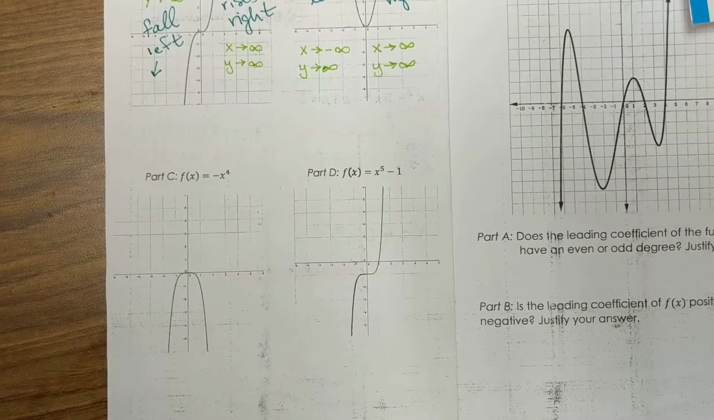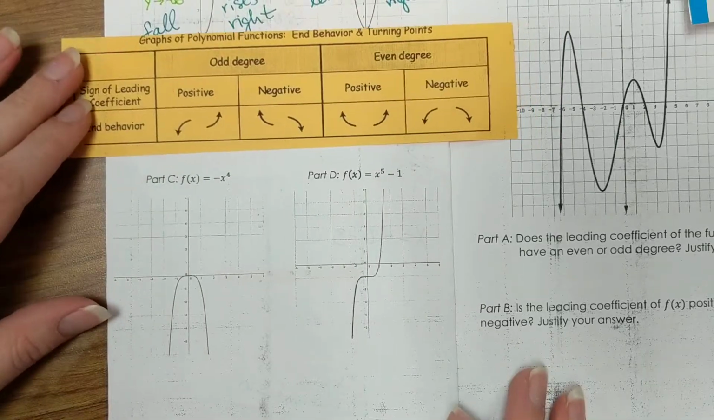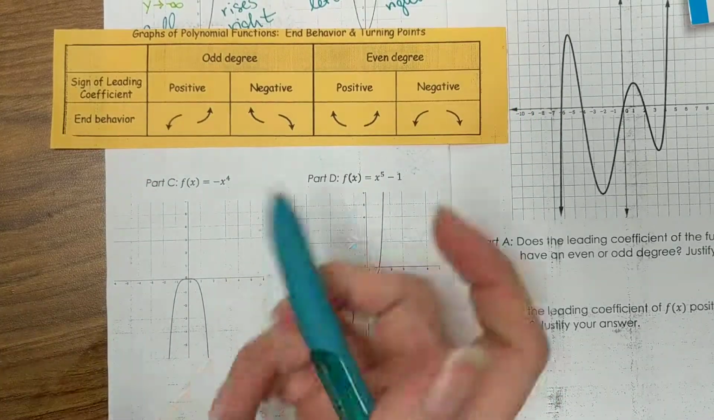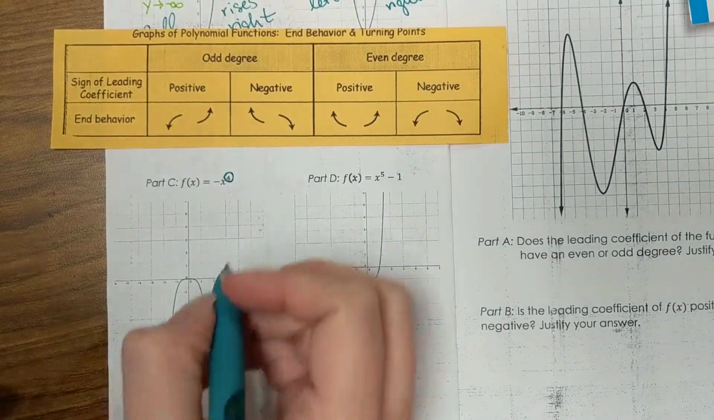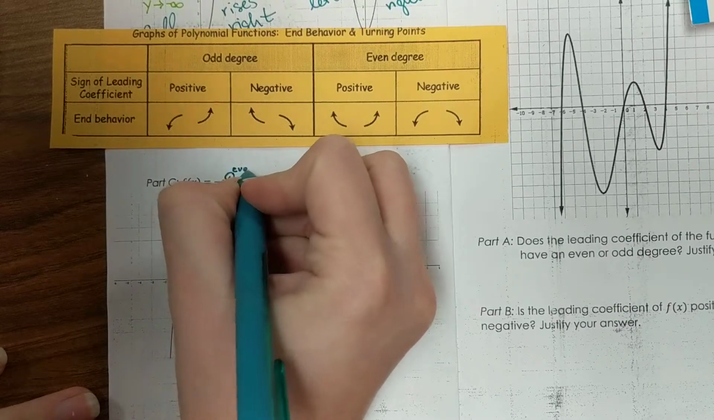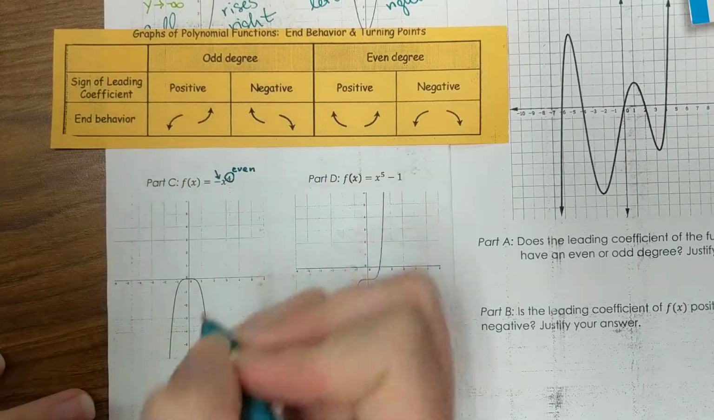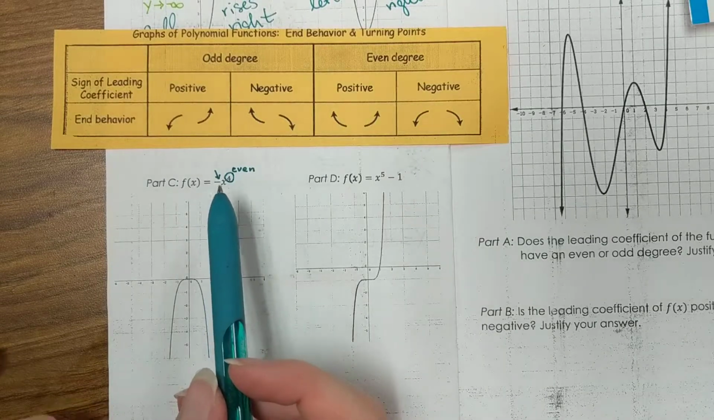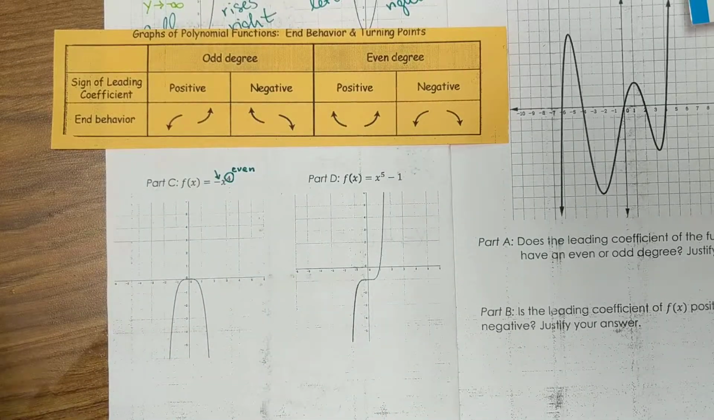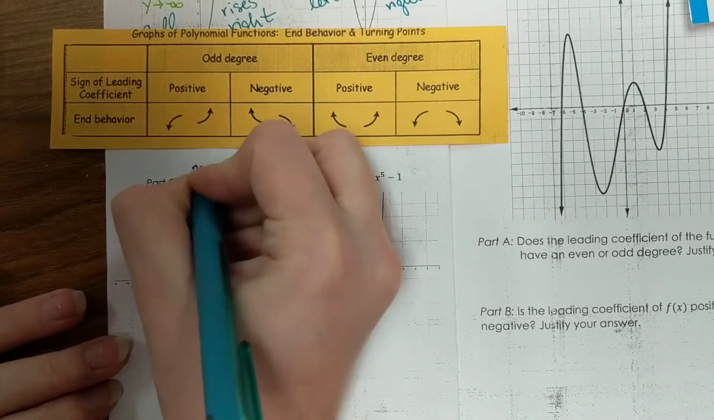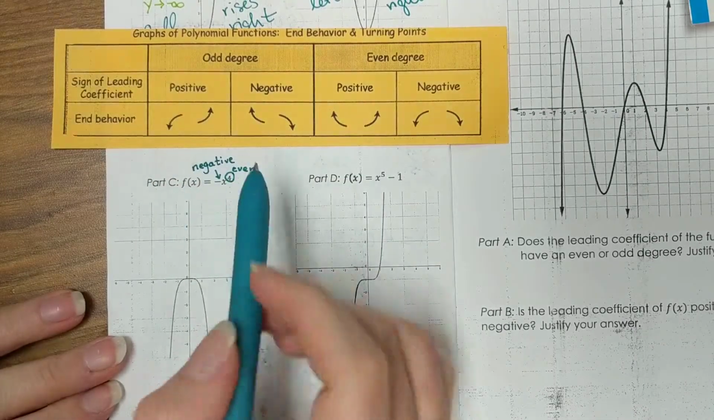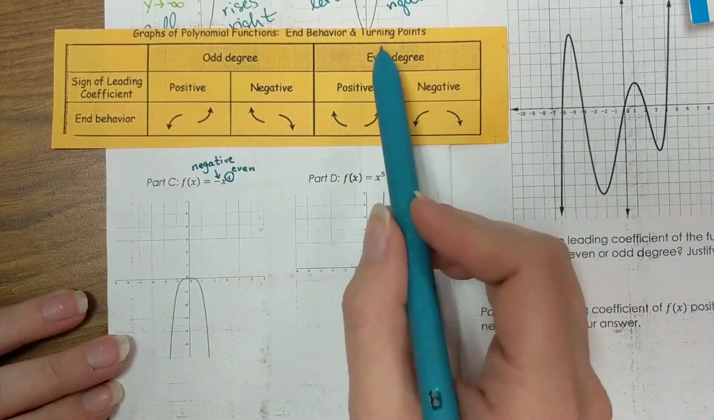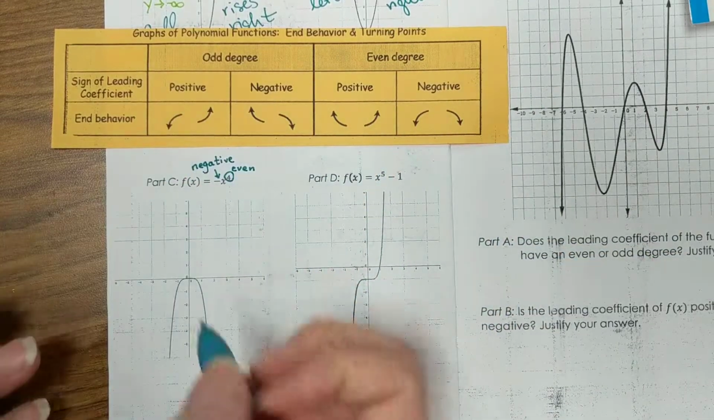We're going to do the exact same thing with c and d. Again, look at the exponent, look at the degree. Is that even or odd? Hopefully you know any multiple of 2 is even. And then look at the number. Is there an actual number written there? No. But it has a negative sign, which means it's a negative 1. So your coefficient is negative. So we need negative and even.